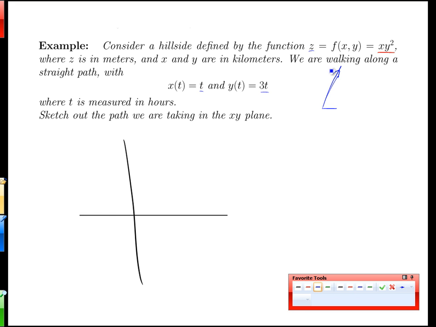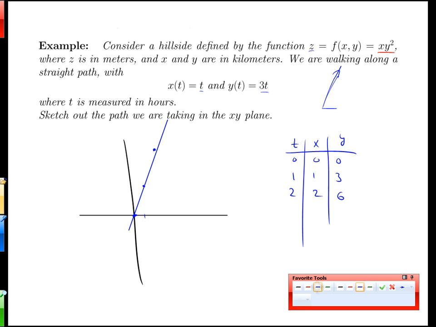If that wasn't clear, what we could do is a quick little table of values. At time 0, we're at 0, 0. At time 1, we're at 1, 3. At time 2, we would be at 2 and 6. And that gives us very quickly the idea that we're traveling in a straight line through the origin and walking in this direction on a map. So again, this would be the map view looking down from above on the x y plane.